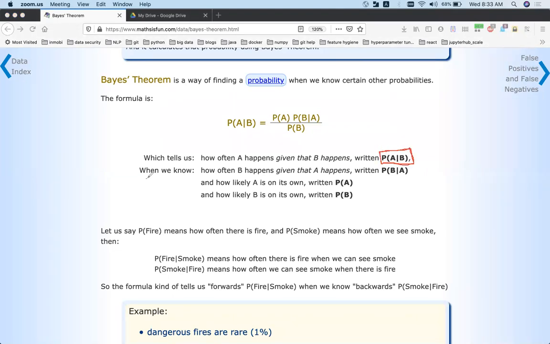Now, what do we know already? We know the probability of A, we know the probability of B, and we already know the probability of B given A. If I know these three things, I can find the probability of A given B, the reverse of this. You can relate here. I hope this makes it a little clearer.